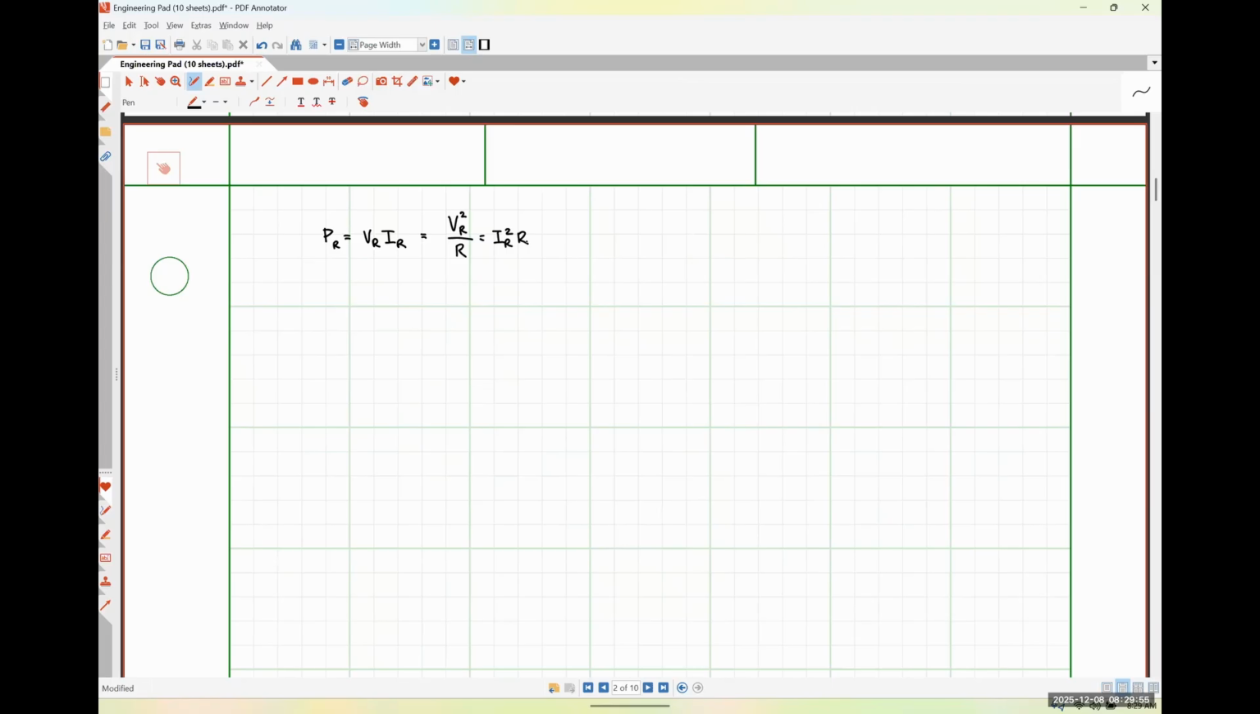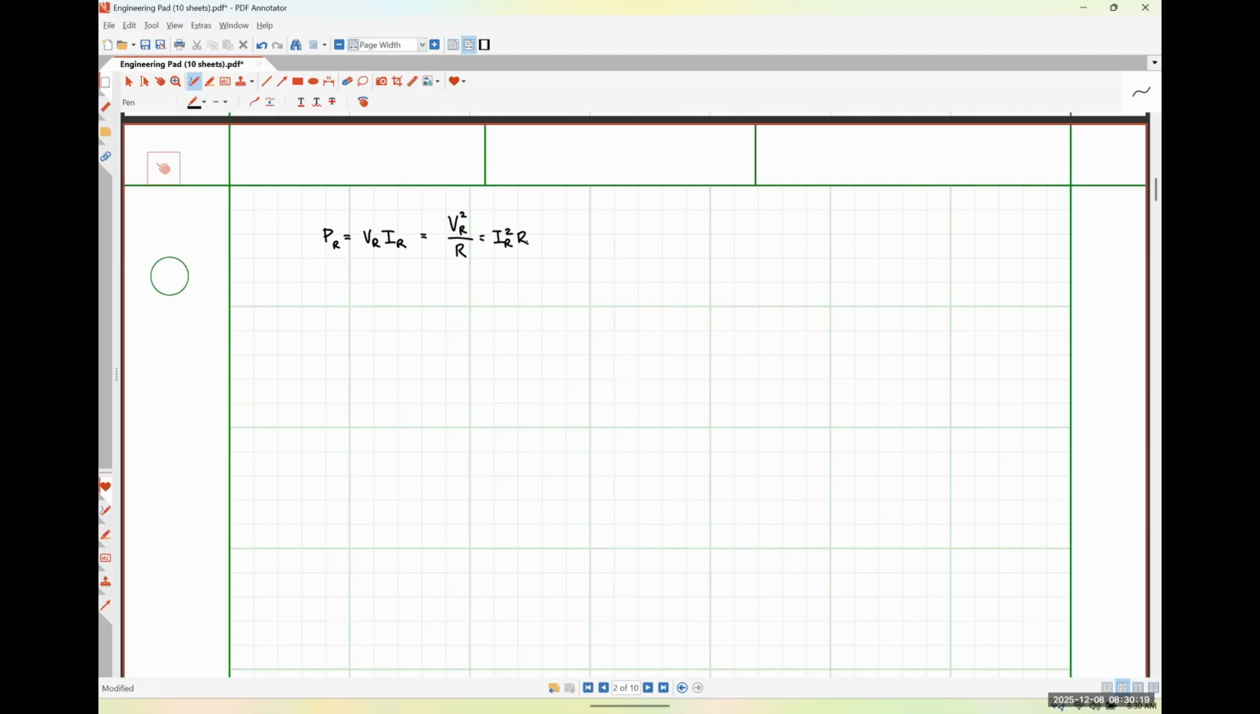It should always be a positive quantity. So it doesn't matter if we get the sign on the voltage correct or not. V squared is going to be positive over a positive resistor value. Same thing, doesn't matter if we get the current direction correct. Even if we have a negative current, I squared is going to be a positive quantity, multiplied by R is also going to be positive. So our resistors will always absorb power.